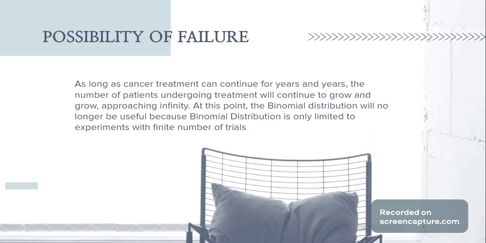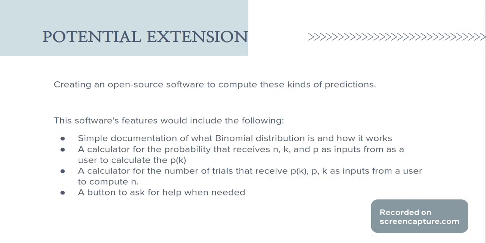As for the possibility of failure, as long as cancer treatment can continue for years and years, the number of patients undergoing the treatment will continue to grow and grow, thus approaching infinity. At that point where the number of trials n is equal to infinity, binomial distribution will no longer be of help because it is only limited to experiments that have a finite number of trials.